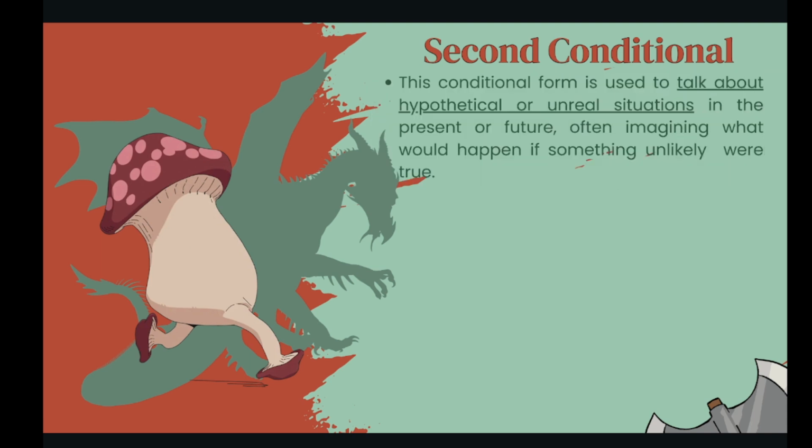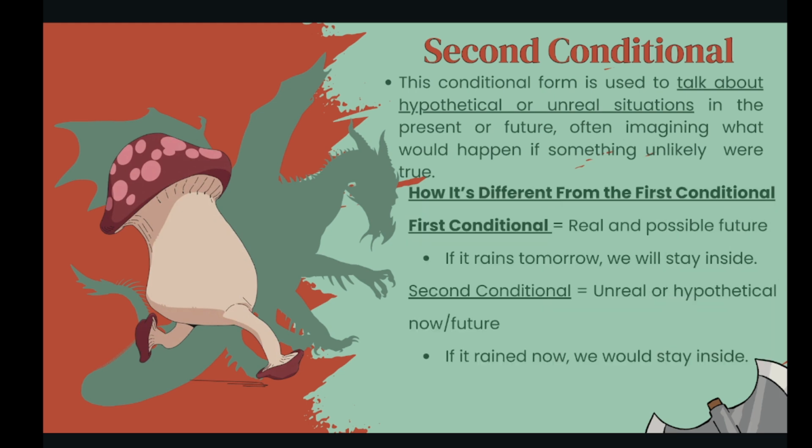So how is second conditional different? This conditional form is used to talk about hypothetical or unreal situations in the present or future. So often imagining what would happen if something unlikely were true. So again, how is it different? Well, the first conditional is real and possible future situations. So for example, if it rains tomorrow, we will stay inside. This is real and possible because the weather report could have mentioned rain tomorrow.